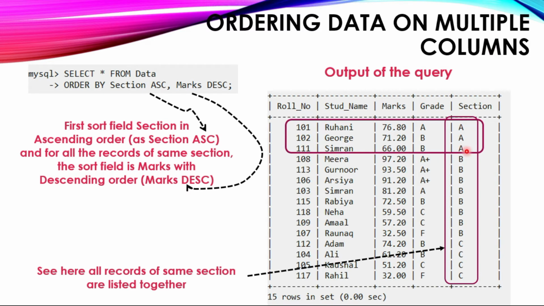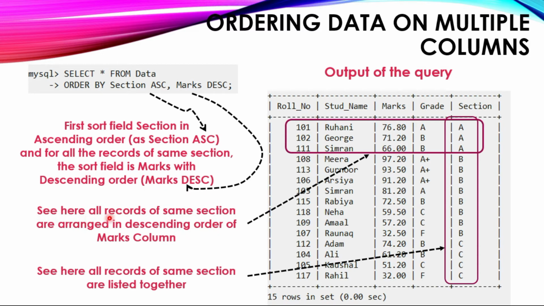Next, now only A section, the marks of A section is sorted in descending. See here, all the records of same sections are arranged in descending order of the marks column. So whenever you talk about sorting on multiple columns, the column you specify first will be sorted completely, and then on those particular same values another sorting will be performed. So this is how we achieve output for ordering in multiple columns.